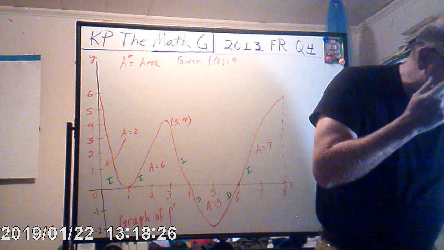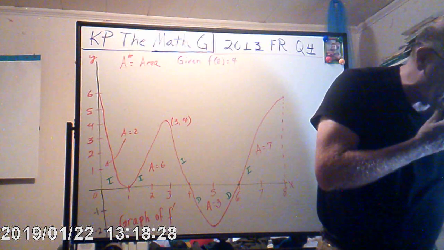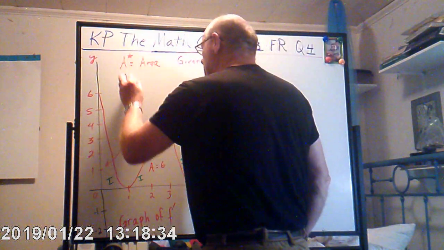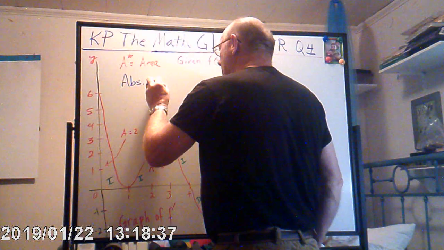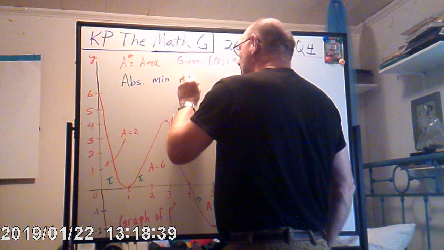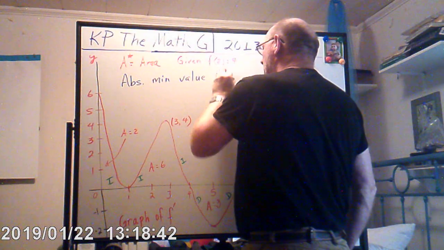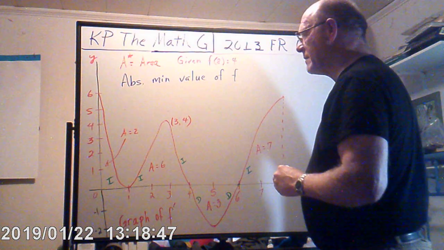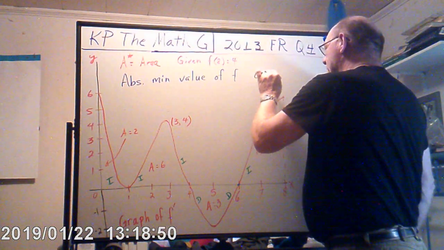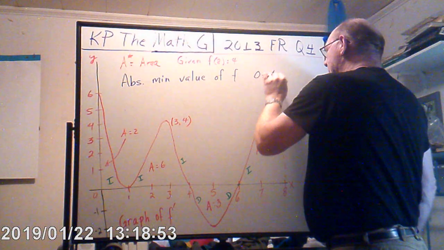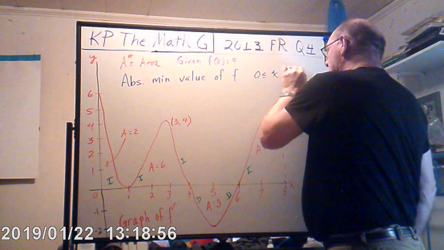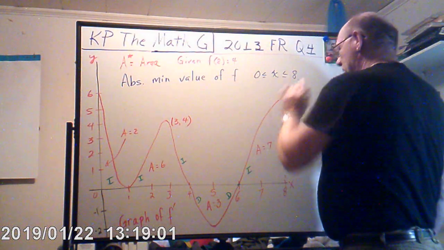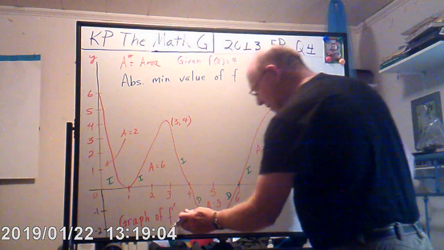It says determine the absolute minimum value of f, not f prime, on the interval from, I won't always say t every time. Alright, this is the interval right here. So we are looking at this. Now remember, this is the graph of f prime.